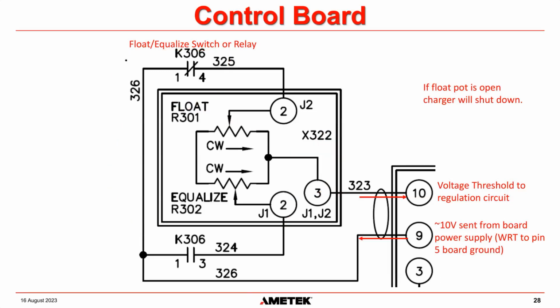So if we have a fault here and there's 0 volts going back to pin 10 here, and that could be because we have a float pot that is open, or this contact has welded open, or there's a wiring issue somewhere. If we get 0 volts going back on pin 10 with respect to ground, then the system thinks we want the output of the system to be 0. And therefore it will turn the SCRs off completely.